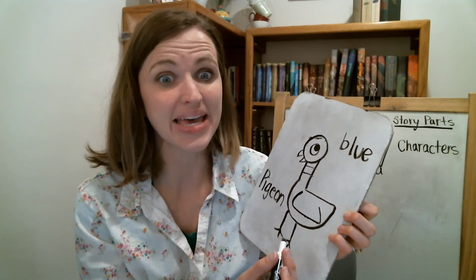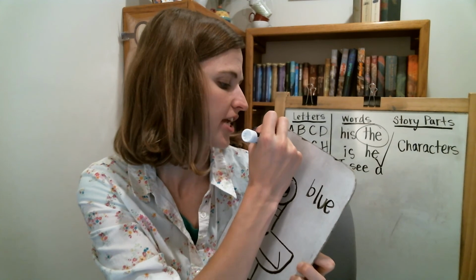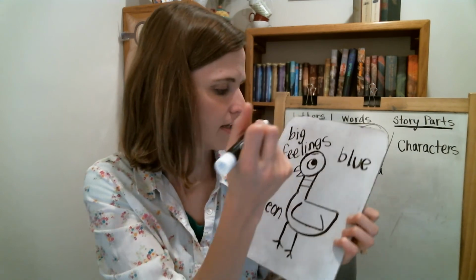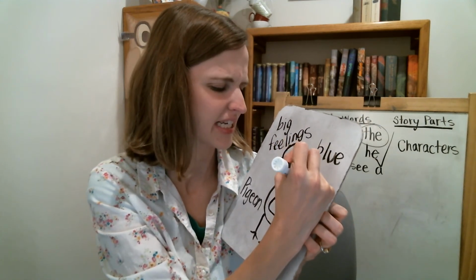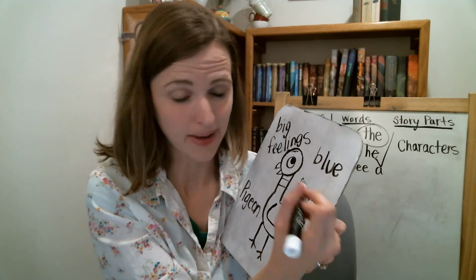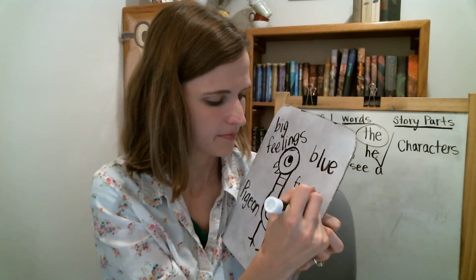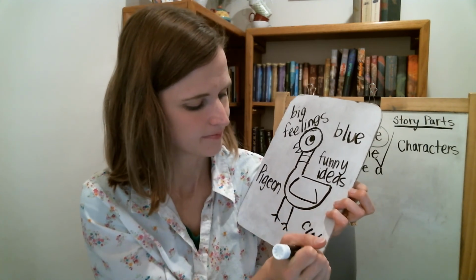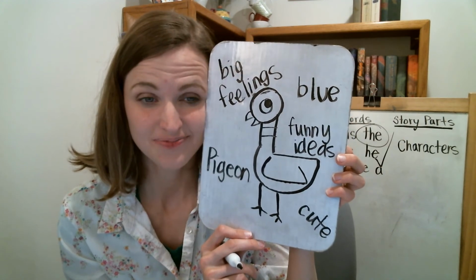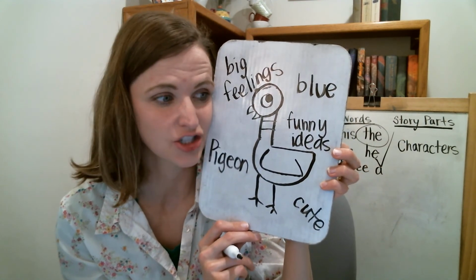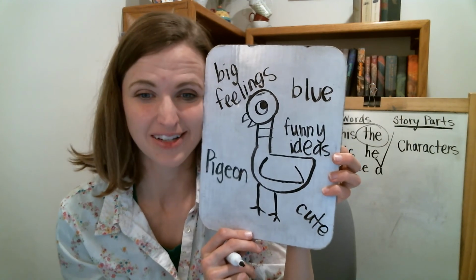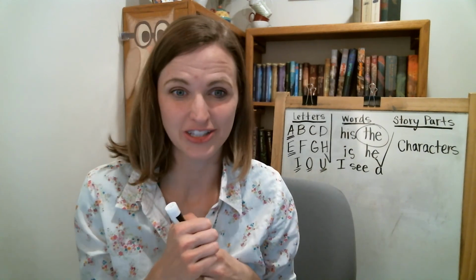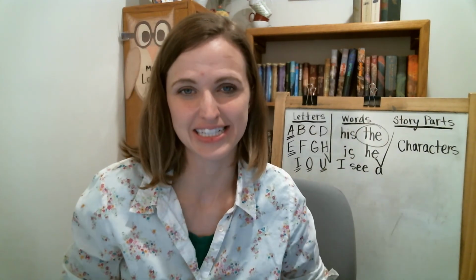Pigeon has big feelings. His feelings change a lot. Pigeon has funny ideas, like playing tennis with a puppy or having a pet walrus. And Pigeon is cute. So you can describe the way they look, the things they think, or the things they do, or the things they feel. So there we go. This is my little example. You can draw a picture like that of your favorite character, take a picture and send it to me.